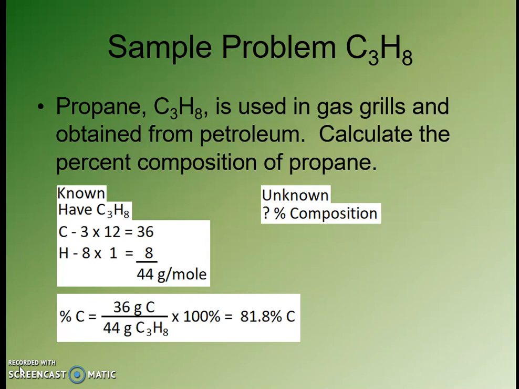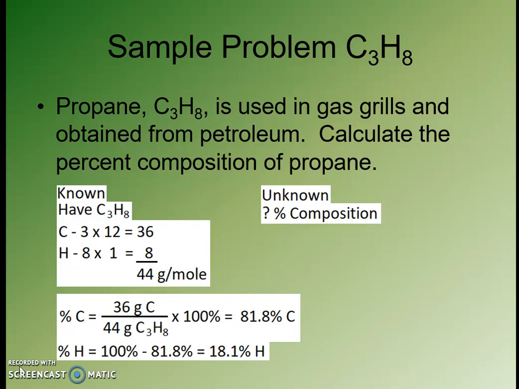So carbon is going to be, again, 36 grams of carbon for every 44 grams of propane, times 100%. We find that there's 81.8% carbon within propane. And now to get hydrogen, again, we can just take the entire 100%, subtract that 81.8% that is carbon, because it's only made up of, again, those two things, and they have to add up to a whole. And 100 minus 81.8 gives us 18.1% that is hydrogen.